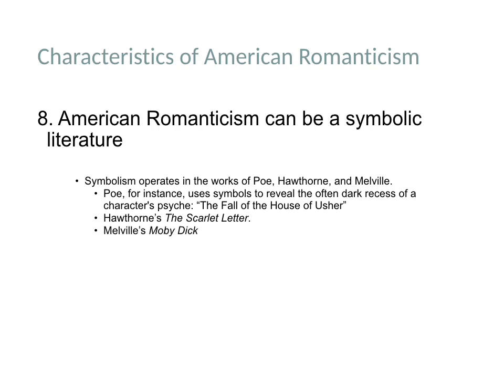American Romanticism is a symbolic literature. If we think about the works of Poe, Hawthorne, and Melville, we'll see that these writers really used symbolism effectively to help them communicate their themes. If we think about Poe, if you've ever read his story, The Fall of the House of Usher, it is a literal house. It's a literal manor home.